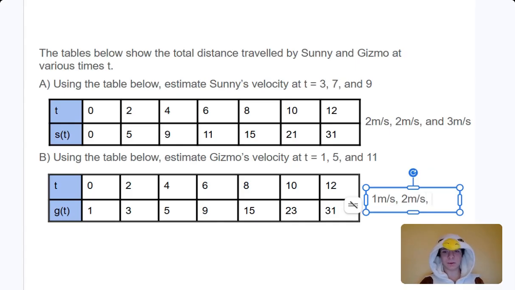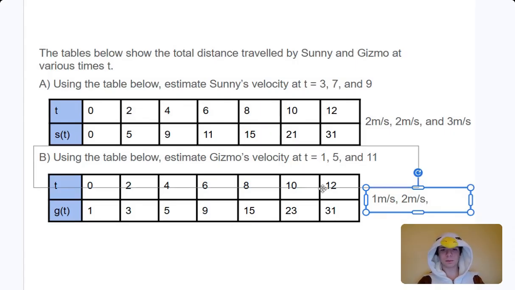And then finally, at t equals 11, it's going to be between 10 and 12. So the difference in y is 31 minus 23, that's 8. And the difference in x is 12 minus 10, it's going to be 2. So it's 8 over 2, or 4 meters per second.